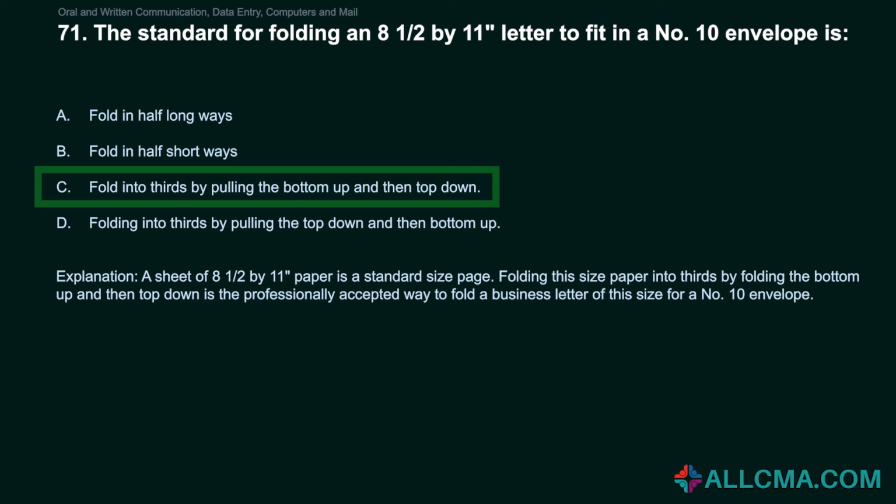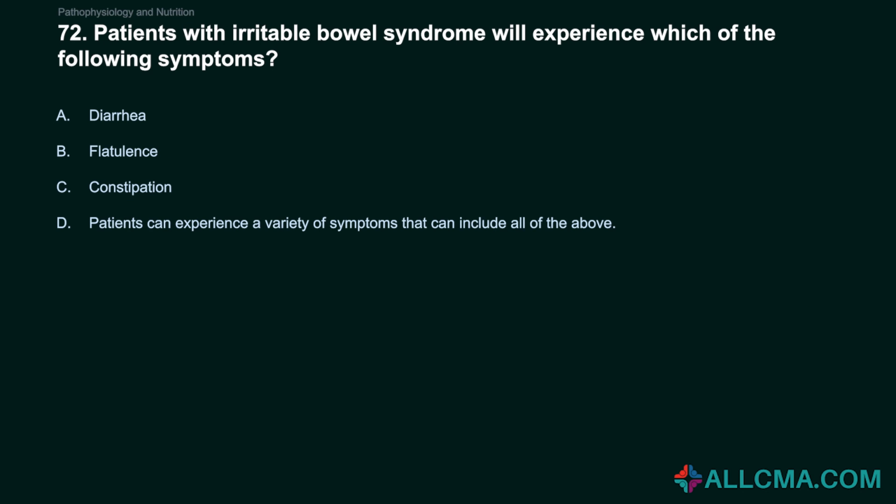A sheet of 8.5 by 11-inch paper is a standard size page. Folding this size paper into thirds by folding the bottom up and then top down is the professionally accepted way to fold a business letter of this size for a number 10 envelope.